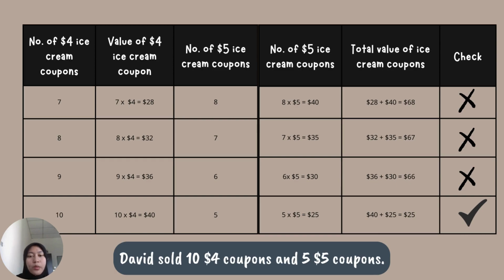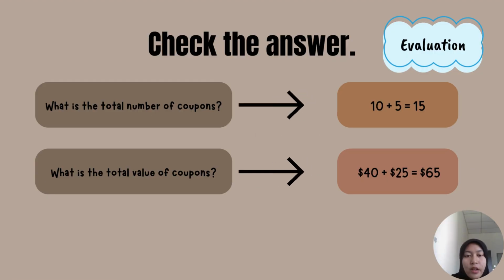Next, I will use a table for guess and check. As you can see here, I start with 7, 8, 9, and 10 for the $4 ice cream coupons. And for the answer, I get 10 $4 coupons and 5 $5 coupons. To check the answer, I will use evaluation, which is a concept of computational thinking. The total number of coupons is 10 plus 5, which gives 15, the number in the problem. Next, the total value of coupons is $40 plus $25, which gives $65.